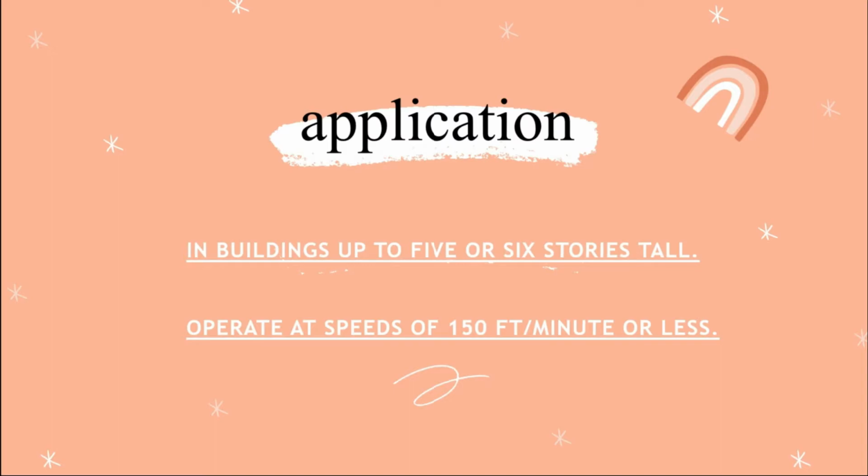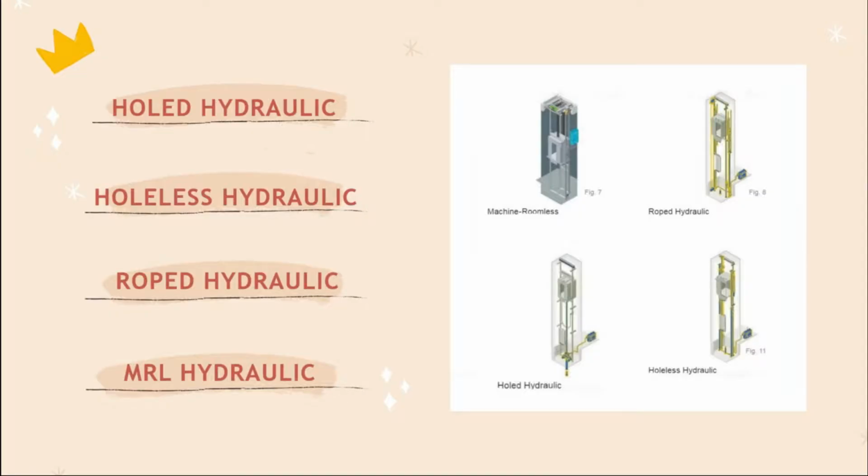They operate at speeds of 150 feet per minute or less, which is lower than other types of elevators because they do not rely on large overhead hoisting machinery like geared and gearless traction systems do. There are 4 types of hydraulic elevator. First is holed hydraulic. With this type of elevator, hydraulic cylinders extend into the ground and are placed inside a drilled hole. The car of the elevator is mounted on a piston that travels inside the cylinder, allowing up to 60 feet of travel.